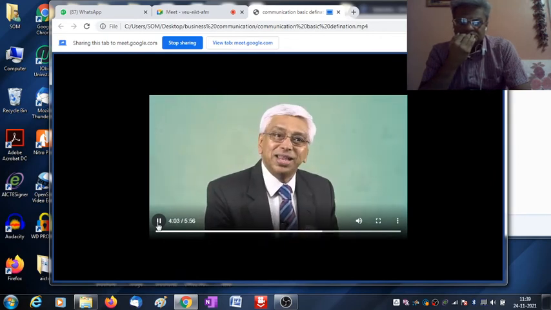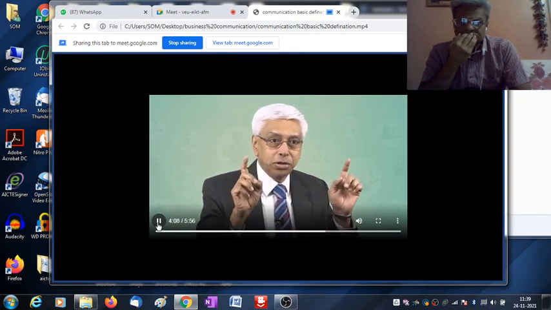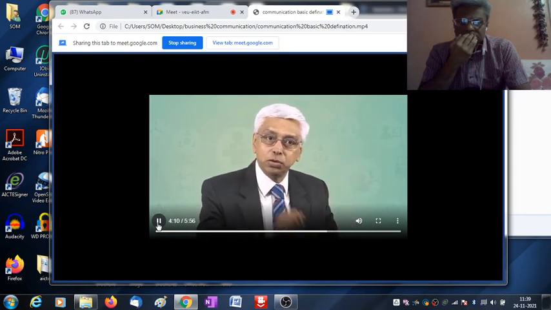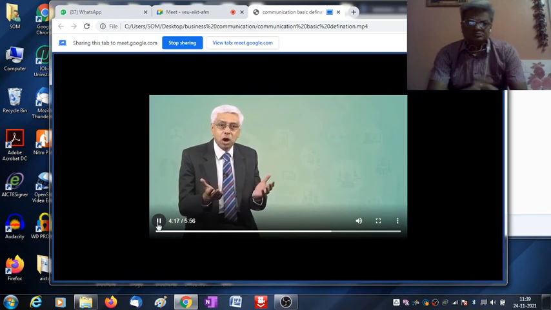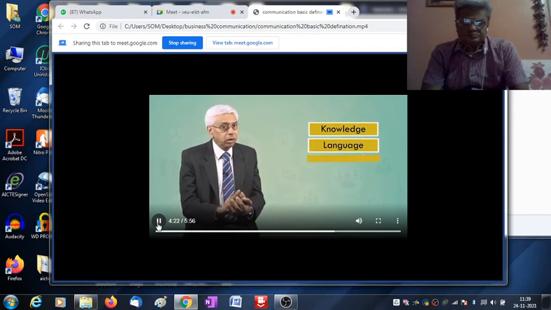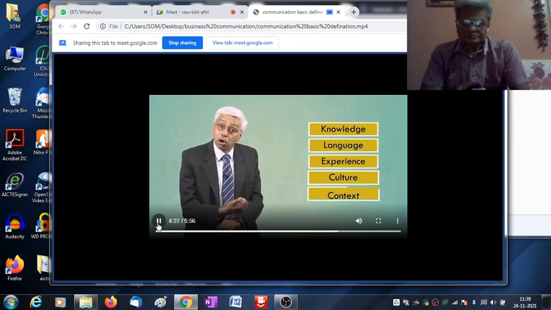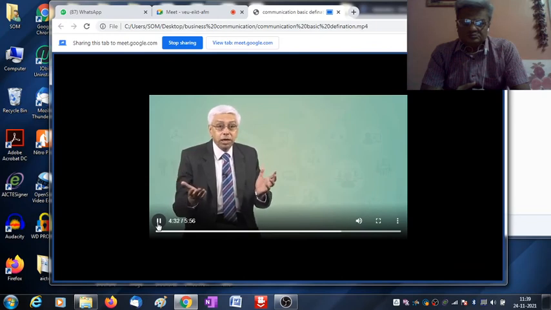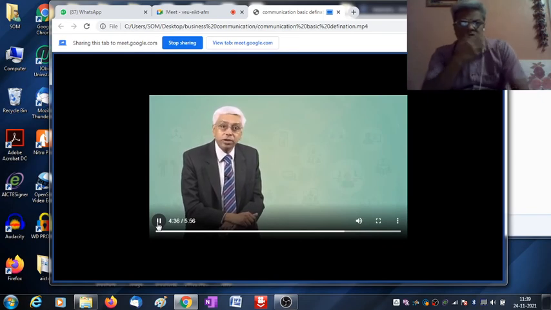Next, the definition of communication involves the use of mutually understood signs and rules, which implies that the effectiveness of a piece of communication is critically dependent on the participants having something in common, be it knowledge, language, prior experience, culture, or context. Without this shared meaning or shared knowledge, the transaction is unlikely to be effective.